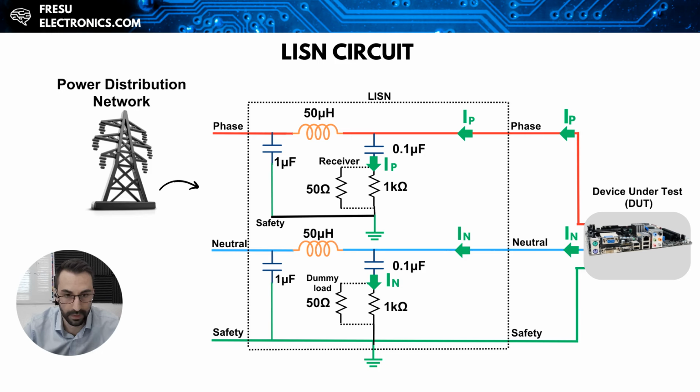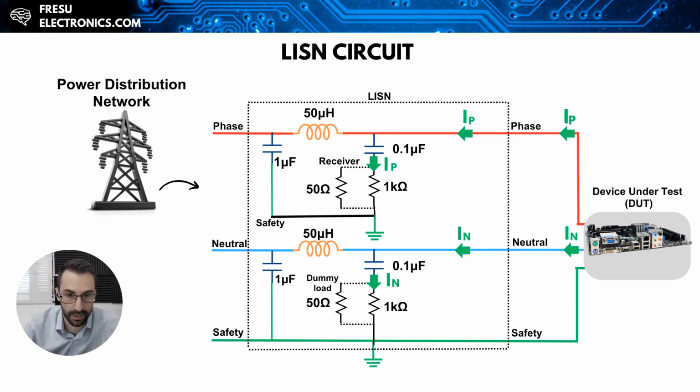So we have the 50 microhenry inductor, which is used to block the external noise from the power distribution system. Then we have the 1 microfarad capacitor, which diverts the external noise from the commercial power side of the LISN, preventing contamination of the measurement signal. Then we have the 0.1 microfarad capacitor, which prevents the DC overload at the input of the spectrum analyzer.